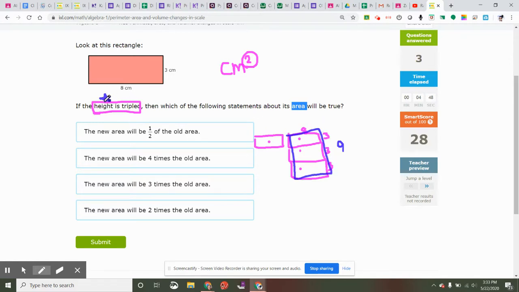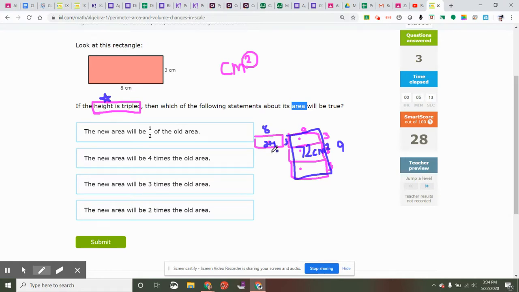If both of them were tripled, I could have just multiplied by 3 times 3, and it would have worked. But because only one dimension was multiplied by 3, that rule doesn't apply. So 9 times 8 is 72, and those are 72 centimeters squared. And the old area was 8 by 3, which is 24 centimeters squared.